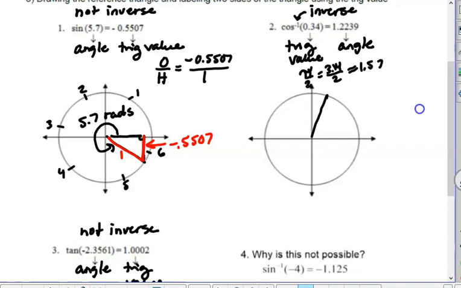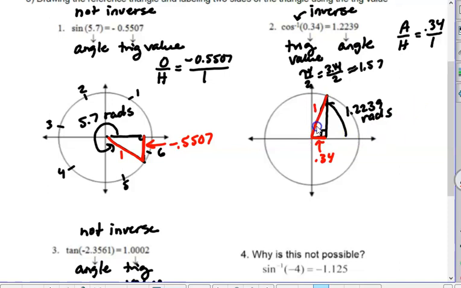And if I draw my reference angle and my triangle, it's going to look like this. So I'm going to have to label my angle kind of outside here since it's not going to fit inside the triangle. So this is 1.2239 radians. And then I need to label the two sides. The trig value here is adjacent over hypotenuse for cosine, and that's 0.34 over 1. So the adjacent side, this little tiny side here, is the 0.34, and the hypotenuse is 1. Notice that the hypotenuse is the radius of the circle, and this 0.34 looks like it's about a third of that radius, so that looks really reasonable.